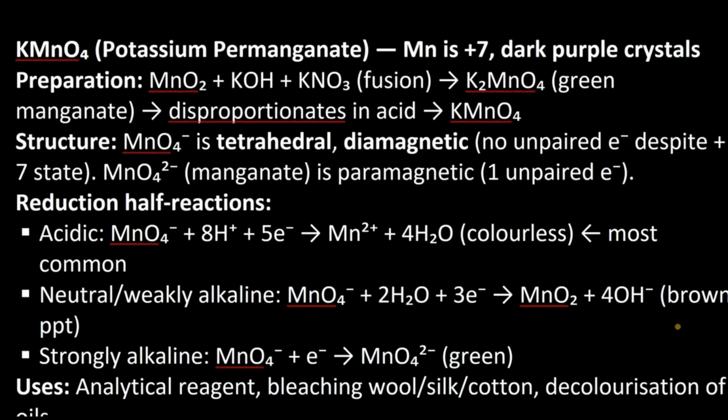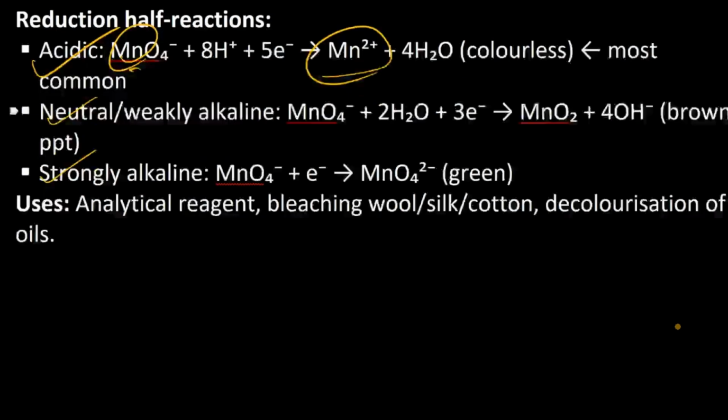And in the case of potassium permanganate, it is in the +7 oxidation state, dark purple crystals. And here also see the acidic, neutral, strongly acidic and strongly alkaline media, what is the change in oxidation state from the reactant to product, that is also important. And the structures, this is tetrahedral and how the bond is formed. There is a Cr-O-Cr bond, so that can also be asked.